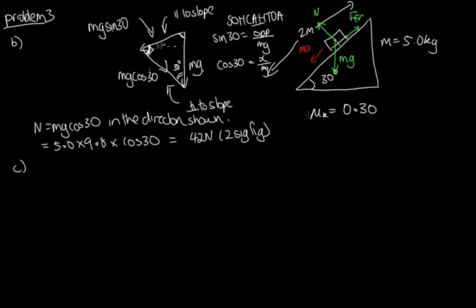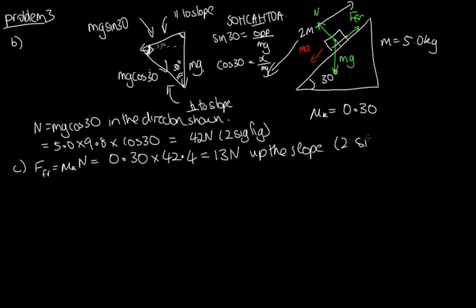Now part C says calculate the frictional force experienced by the block as it slides down the slope. Now that we've calculated the normal reaction force, this isn't too hard. The force due to the friction is equal to mu k times the normal force. And so this is just 0.30 times the 42. We'll keep the significant figures here. I didn't write them all down, but let's put this as 42.4, and then we'll give our final answer to 2 significant figures again. And this gives us 12.7, which is 13 newtons. And this is directed up the slope, and is to 2 significant figures.